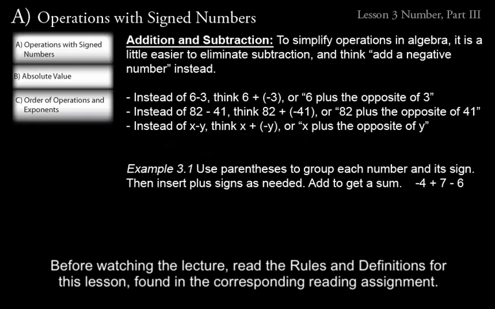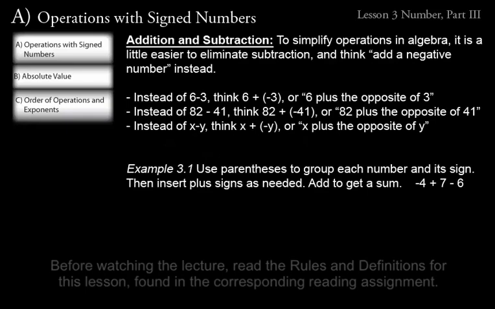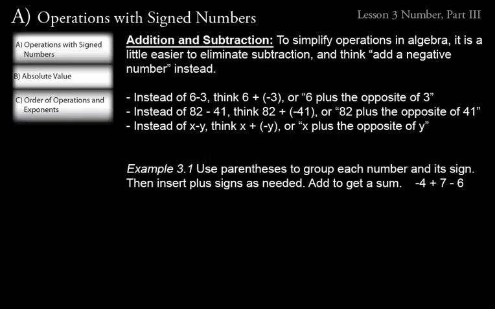Lesson 3 is our third of 3 lessons on number, and let's start with operations with signed numbers. So plus or minus sign is what we're talking about here. Now in algebra we'll work with both positive and negative numbers. And to simplify operations in algebra, it's a little easier to eliminate subtraction and just think add a negative number instead. So look at these examples here.